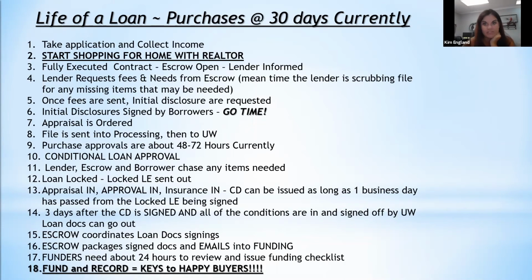Okay, there's different answers for that. So a typical lock period is 30 days. You can lock for 45, you can lock for 60, you can lock for 15. I don't like 15 because 15 days goes really quickly. And if there's any kind of hiccup towards the end, you're gonna have to pay extension fees. 45 days gets a little bit more expensive than the 30-day lock. So 30, I'm gonna tell you, is normal.